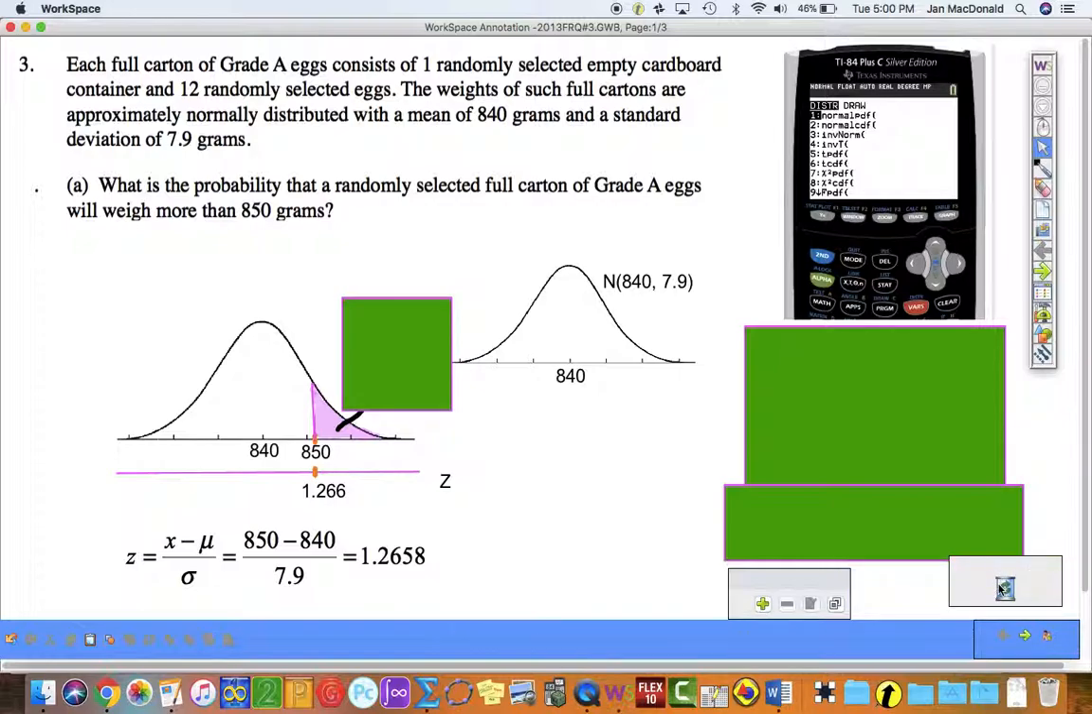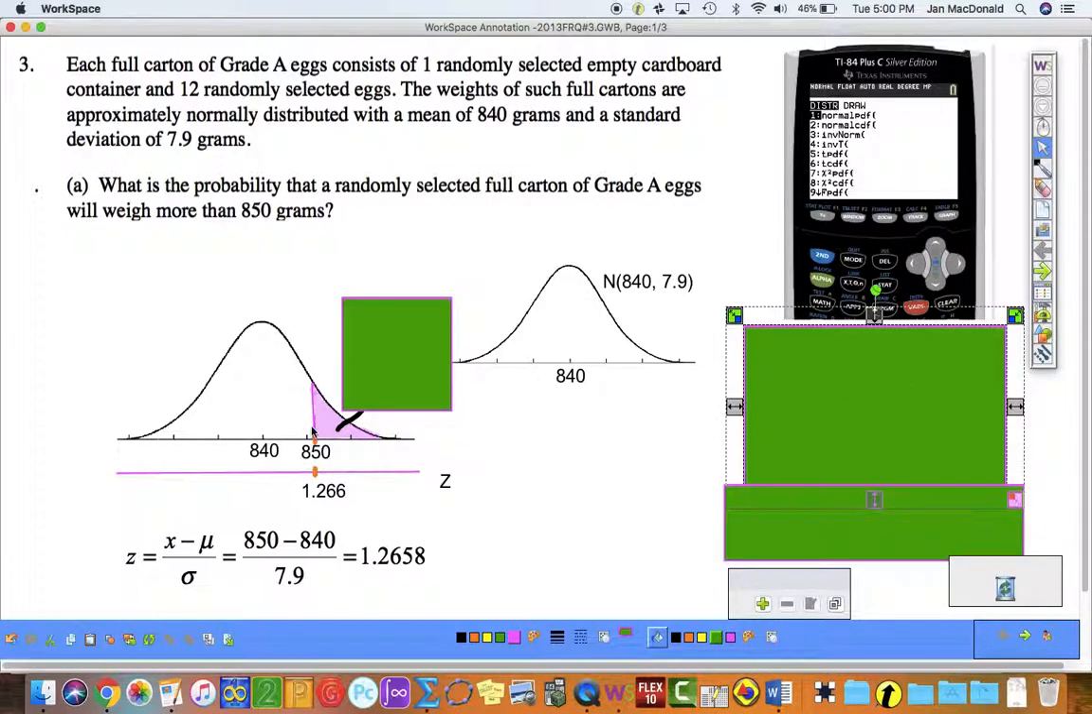So let's take a look at our calculator. We're going to hit second vars, and we come up with our distribution menu. And again, we have a z-score. We're looking for an area. In this case, we have a z-score, and we're looking for the area under the curve. So we're going to arrow down to the number 2, which is the normal CDF function.